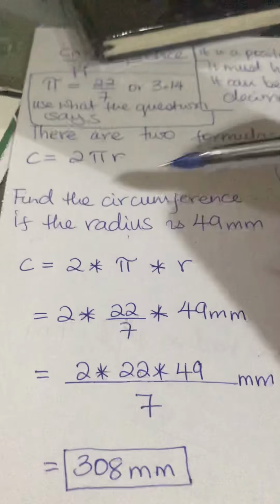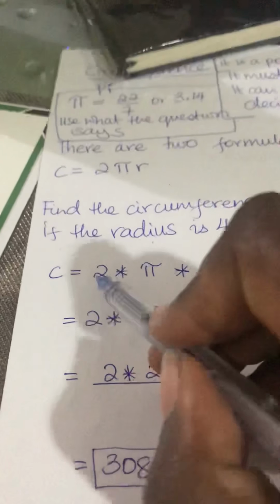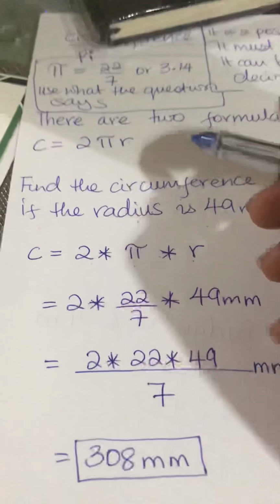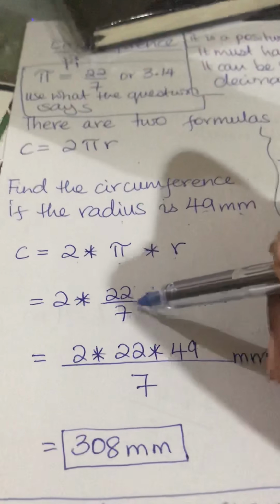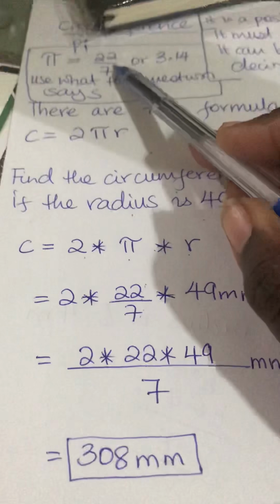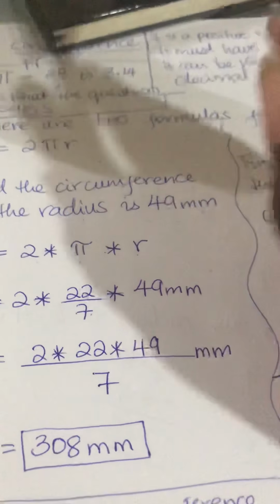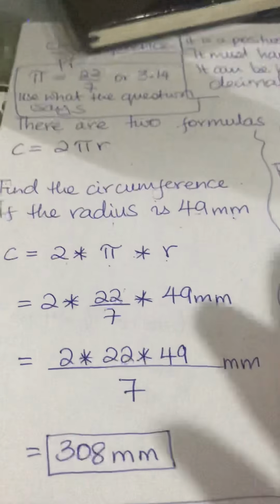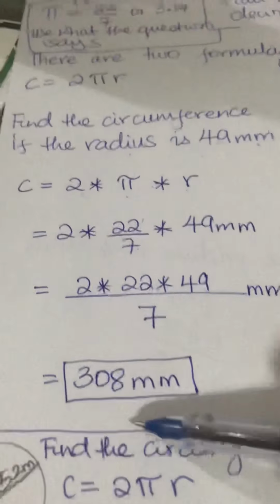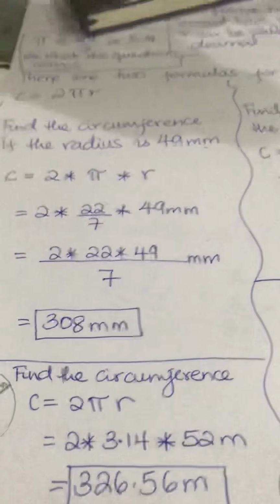So find the circumference if the radius is 49 millimeters. So circumference is 2 times pi times radius. And here they told you to use pi as 22/7. So you choose whatever the question says. If the question says use 22/7, use 22/7. If the question says use 3.14, then use 3.14. Okay? So you multiply, put it in your calculator, and you should get that. That's the unit for circumference. So we have another one.